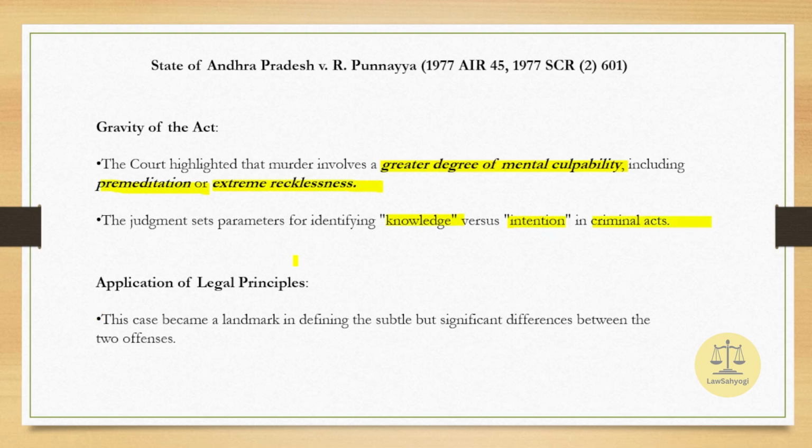Now we will talk about the application of legal principles. The case has become a landmark in defining the subtle but significant differences between the two offences. Now, we have earlier also discussed the difference between culpable homicide not amounting to murder and murder. Okay, to be in the clear picture, we have differentiated between culpable homicide and murder. The differences are so subtle, very little, but yet the differences help us to know the gravity of the two offences.